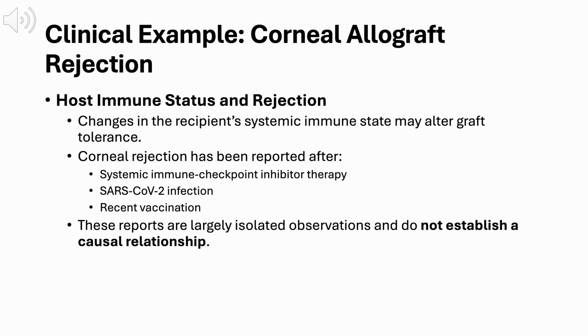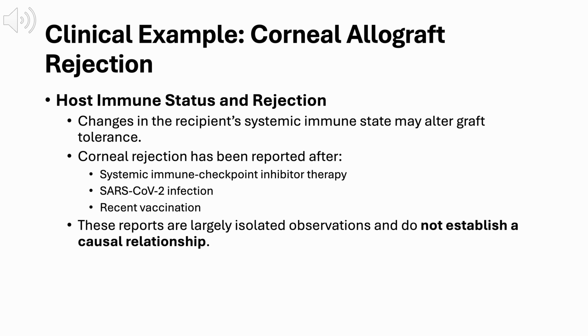Rejection risk isn't determined only at the graft. The recipient's whole body immune state matters too. Changes in the host's systemic immune status can alter graft tolerance, and there are several reported triggers worth knowing. Corneal rejection has been described following systemic immune checkpoint inhibitor therapy, which makes mechanistic sense since those cancer drugs deliberately release the immune brakes that privilege depends on. It's also been reported after SARS-CoV-2 infection and after recent vaccination, presumably through broad immune activation.